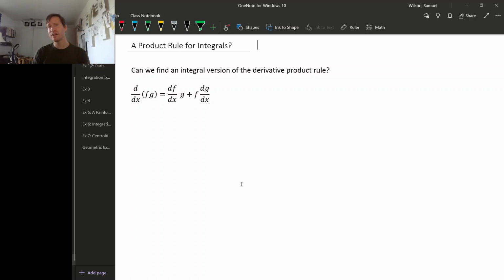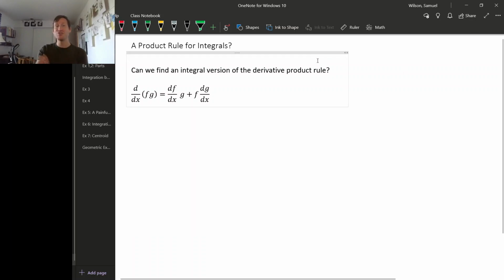When we were first figuring out how to use the fundamental theorem of calculus to calculate integrals, we noticed that basically every derivative formula gave us an integral formula as well, just by sort of running it backwards. But one derivative formula that we haven't yet turned into an integral formula is the product rule for derivatives. So let's see if we can turn the product rule for derivatives into a product rule for integrals.